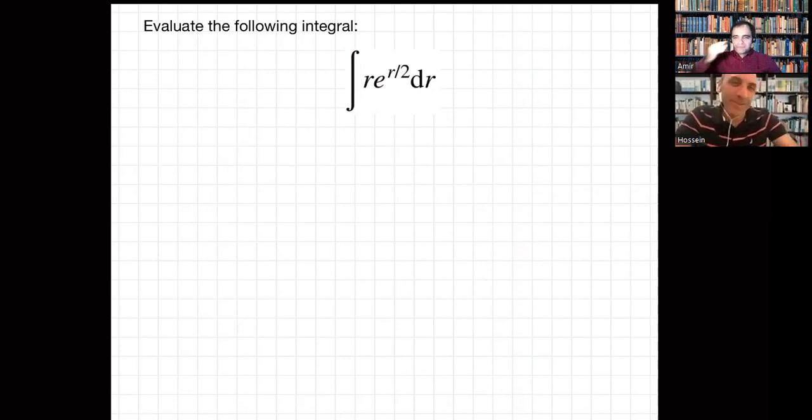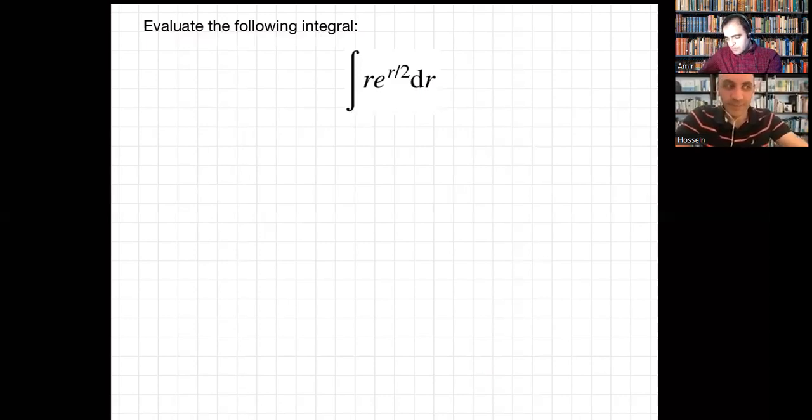Yeah. So this problem, as you can see, you need to evaluate this integral. The expression inside the integral is r times e to the power of r divided by 2. So please go ahead and show us how you solve this problem.